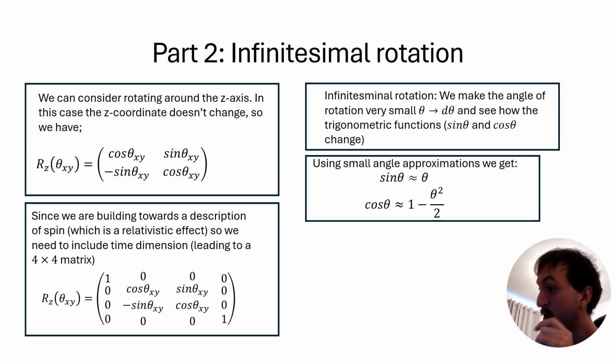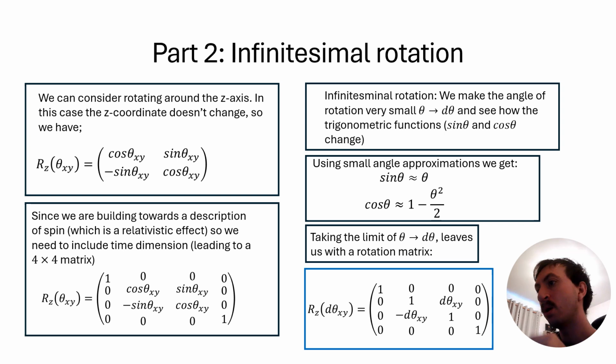Now, if the angle is really, really small, and d theta being infinitesimal is unimaginably tiny, then sine d theta would practically just be d theta, and cos d theta would practically just be 1, because d theta, let alone d theta squared, is going to be tiny and completely insignificant compared to the 1. And therefore our infinitesimal rotation matrix looks like this.